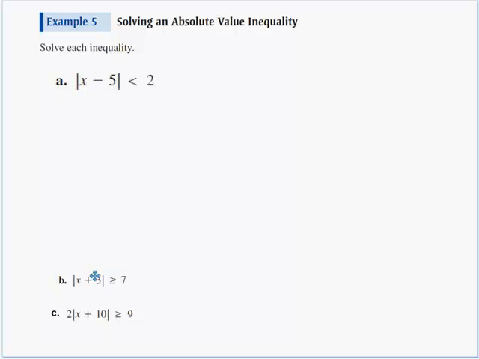All right, letter B. Pretty similar to letter A if we look at them side by side. The only thing different here, we got a little something different going on in the bars, but now it's a greater than sign, and this is greater than or equal to. So let's try this one out.